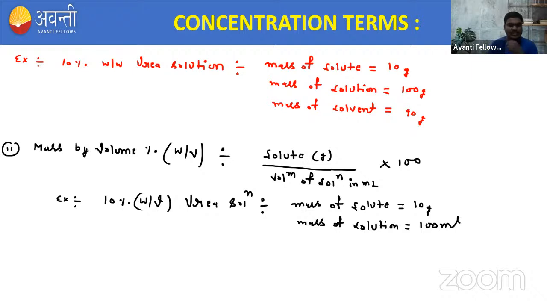So 10 gram of urea is present in 100 ml of the solution, right? So this is how we can calculate. Understand? Here the volume of the solution is 100 ml and the mass of solute is 10 gram. Okay. So this is weight by volume percentage. Now on a similar basis, we have one weight by weight percentage, one weight by volume percentage.